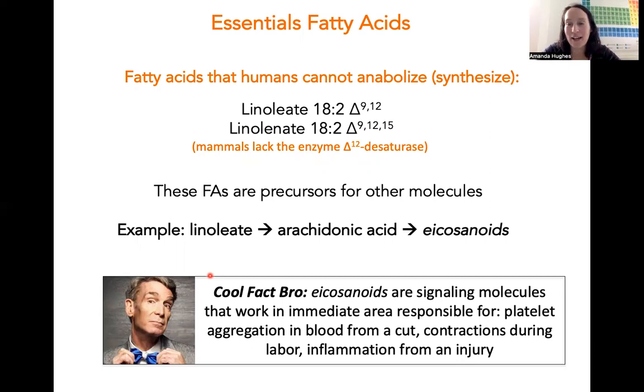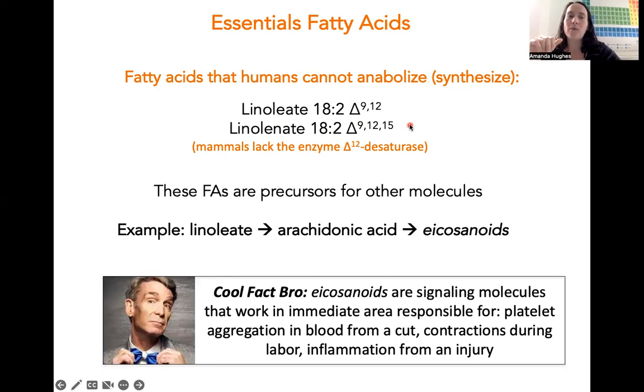We also, though, have essential fatty acids. So there are certain fatty acids that we cannot make that our bodies require. And those are these 2 examples. So the linoleate and the linolenate. So the 18:2, that should be 18:3 right here. Excuse me, this is an 18:2, delta 9 and 12. So it's got 2 double bonds between carbons 9 and 10 and 12 and 13. And then the linolenate, which is an 18:3, would be 3 double bonds at carbons 9, 12, and 15.